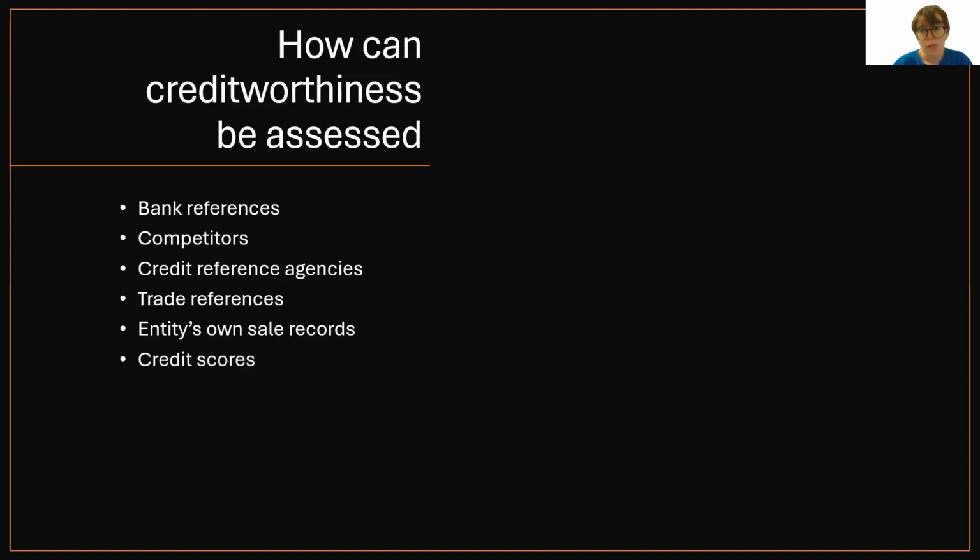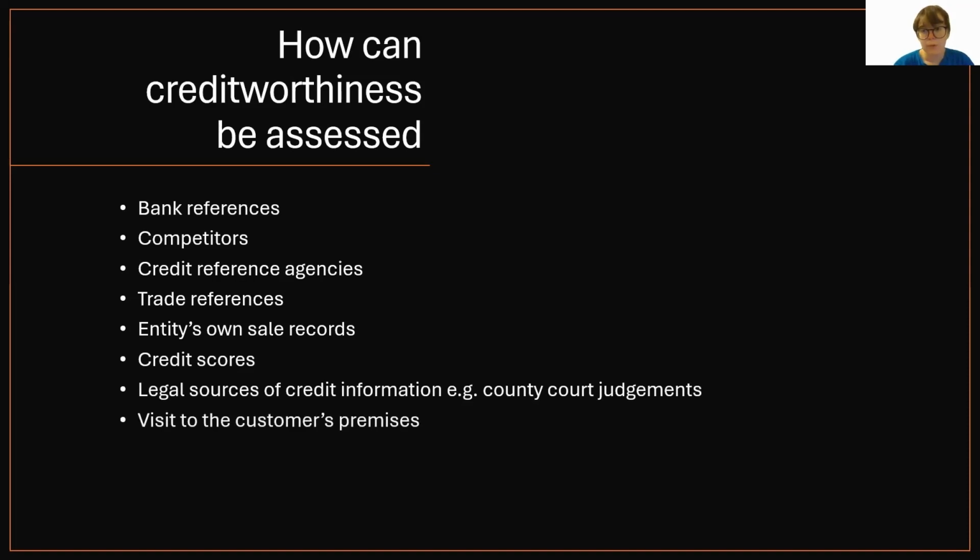It could also be down to individual credit scores. Legal sources of credit information, so does a customer have a county court judgment? And it could also be through visits to the customer's premises. There is also going to be published information which an entity is going to be able to access. Think of Companies House, think about the annual accounts that are published on there for every entity.